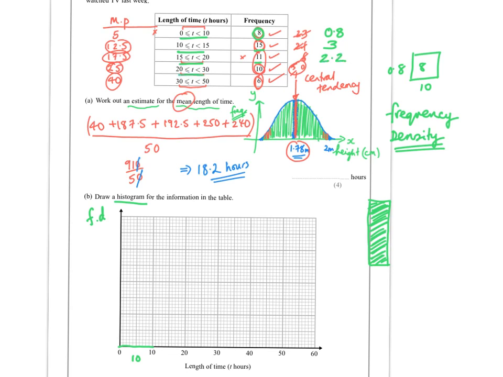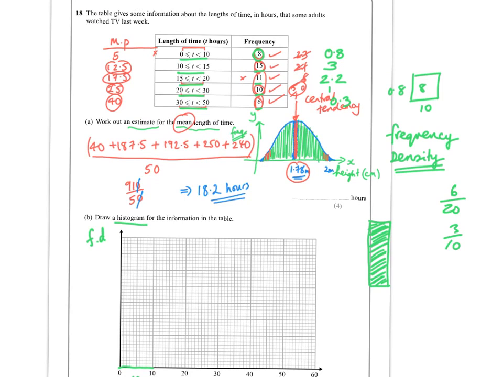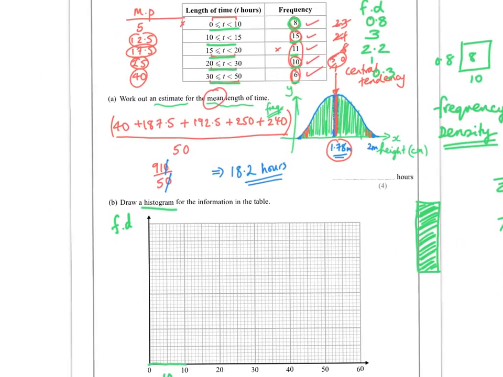And then 10 times something is 10, that's 1. And then 20 times something is 6. Well, that something will be 6 divided by 20, which is 3 divided by 10, which is 0.3. So you can just write those down. You can call the column FD. Okay, and then all you do is carefully plot these now.